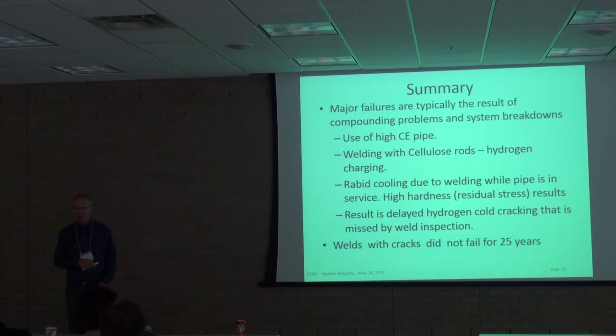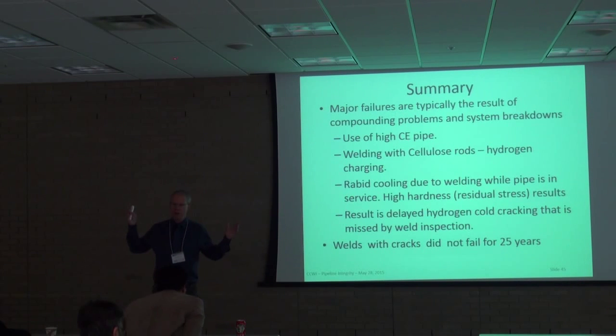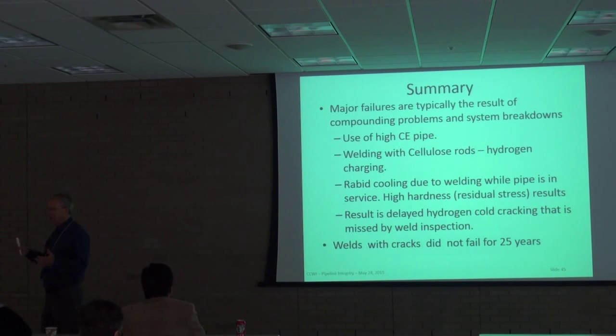So, just a quick summary here. Most major failures typically result from compounding problems and system breakdowns, something like the classic Swiss cheese model. Things don't usually fail just from one thing. It usually fails from a whole variety of things in your system going wrong. So the more things you do right, the less chance of error you have.